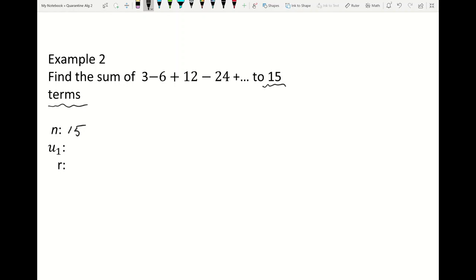U1 is the first term. What is the first term? First term is right here. First term is 3.